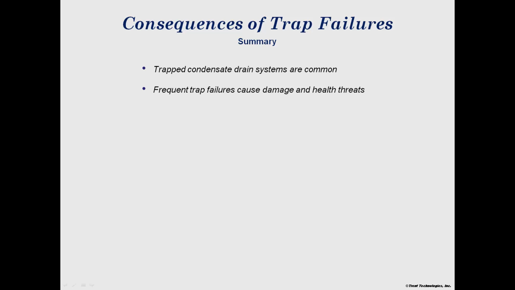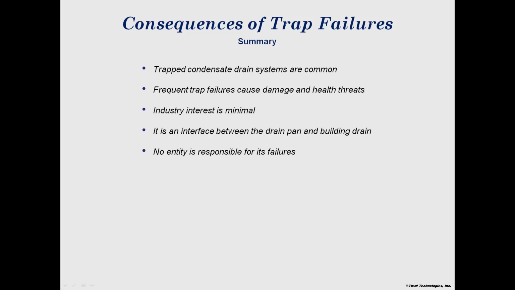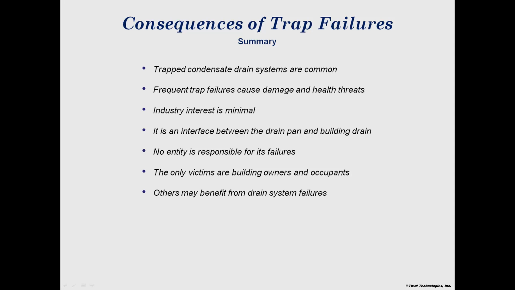Frequent trap failures impose severe property damage and health threats on building owners and occupants. Aside from building owners and managers, there is little concern about trap failures and the damages they cause. The reason is clear. The drain system is a unique component. It is an interface between the drain pan and the building drain system, for which no entity is responsible. The only victims are the building owners and occupants. Others may gain from service calls and shortened equipment life.